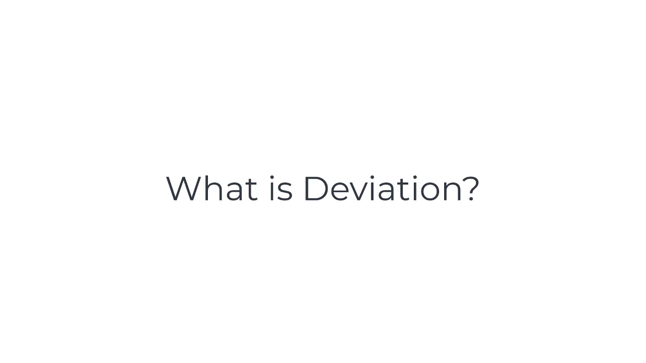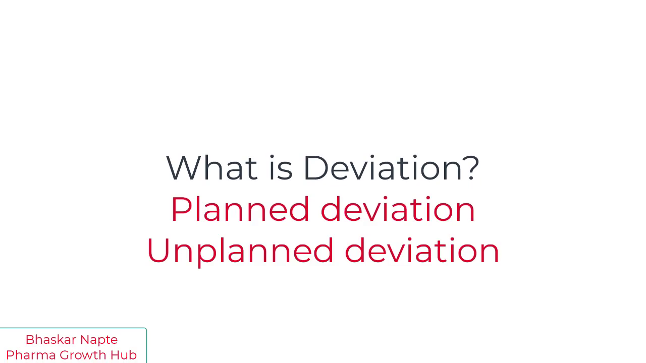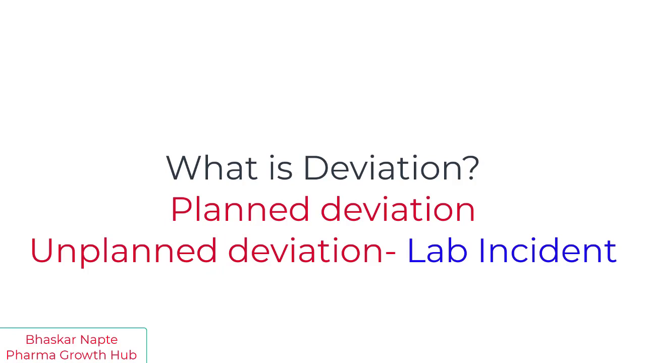Deviation is the departure from the predefined route or procedure. So there can be two kinds of deviations possible. One is planned deviation and another one is unplanned deviation. Unplanned deviation is also called lab incidents when I talk about laboratory unplanned deviations.